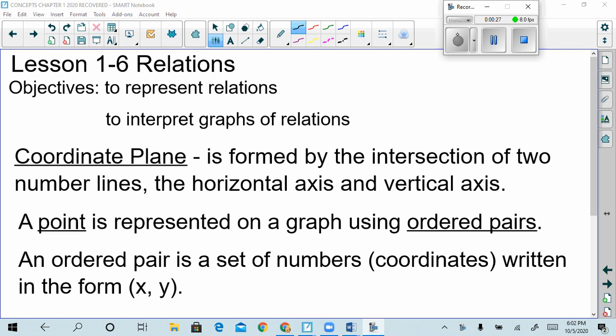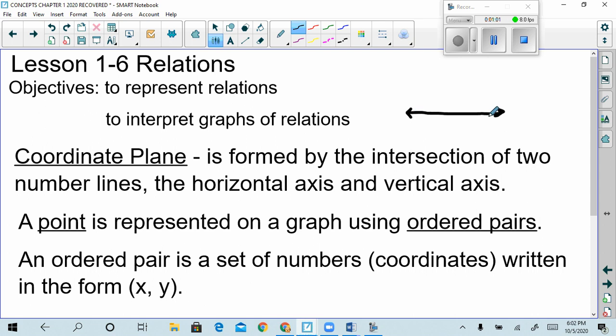And our objectives are to represent relations, and we'll talk about various methods, and to interpret graphs of relations. Today is just about the background information and all of the terminology that goes along with it. We're going to be looking at the coordinate plane. And a coordinate plane is developed or created by the intersection of two number lines. We're familiar with the horizontal number line because we've graphed points on there.